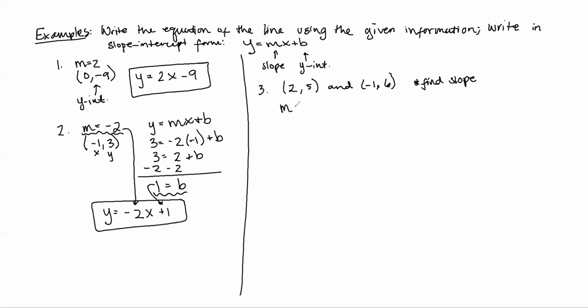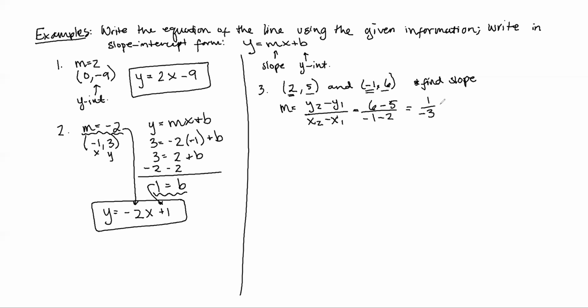And remember, to find slope, we're going to have y2 minus y1 over x2 minus x1. So let's subtract the y's. We have 6 minus 5 over -1 minus 2. And so simplifying, 6 minus 5 is 1. -1 minus 2 is -3. So it's perfectly acceptable to have fractions for your slope. It's just going to make the work a little bit trickier. But let's go ahead and plug in and kind of see what that looks like.